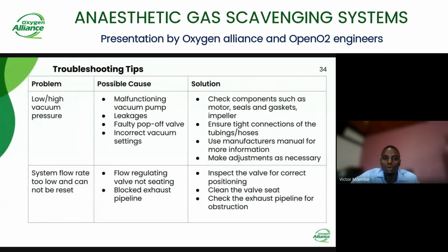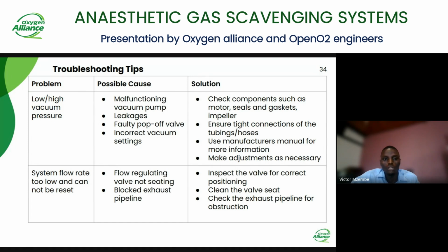The other possible cause could be leakages within the system. So you just have to ensure that all connections are tight. Another possible cause could be not the system itself, but rather the APL valve. If the APL valve is faulty, it could impact the low or high pressure, because it could impact the pressure within the system. To troubleshoot that, you just have to use the manufacturer's manual for more information on how to troubleshoot the valve or replace it. Another possible cause could be if the system has incorrect vacuum settings. So you just have to make adjustments as necessary and then verify the readings with the testing equipment that comes with the unit.